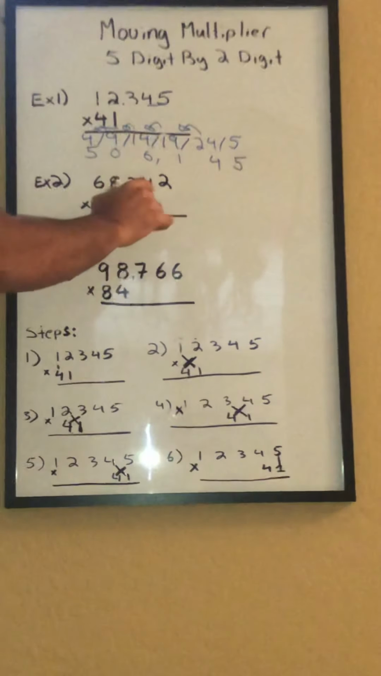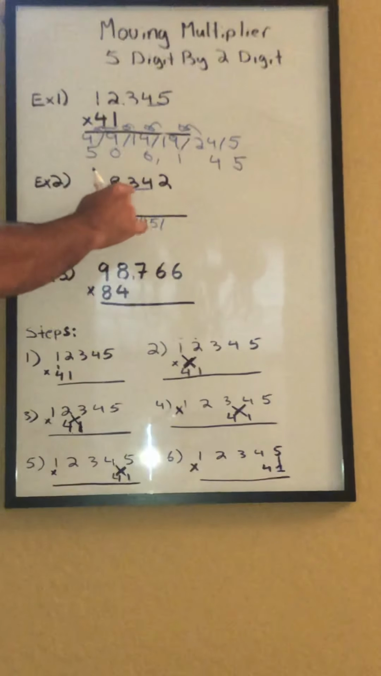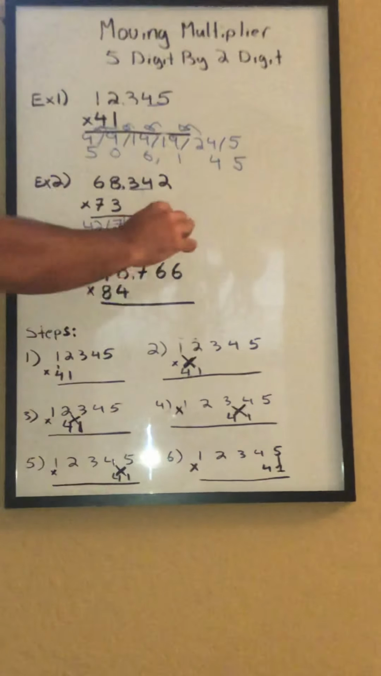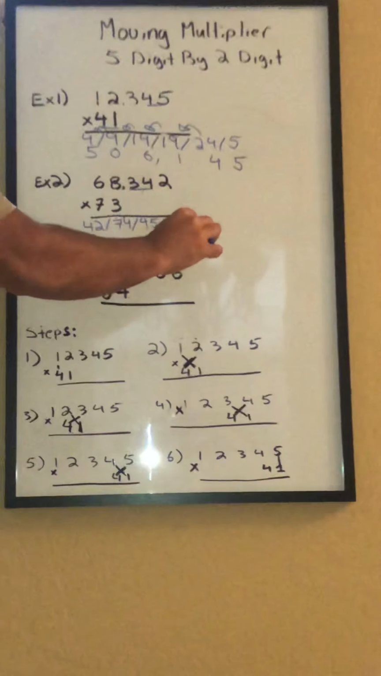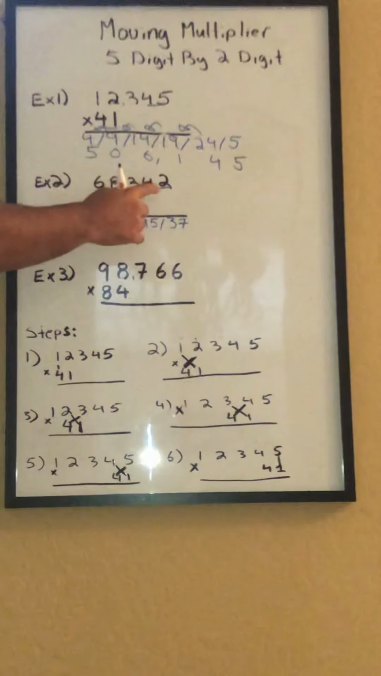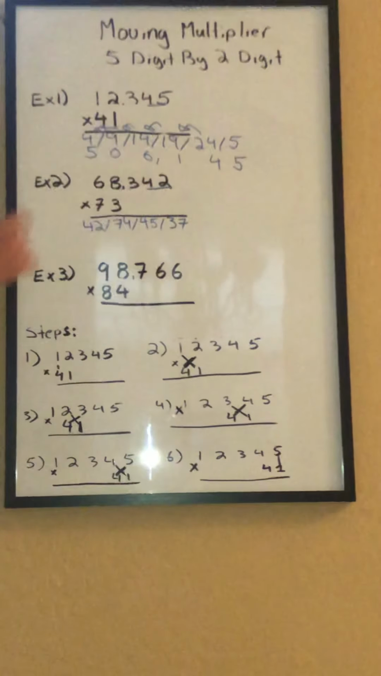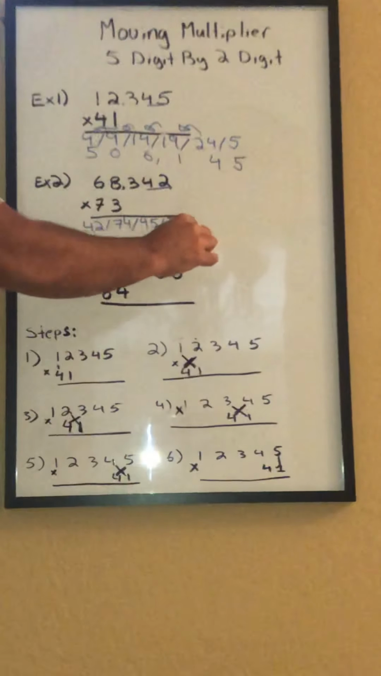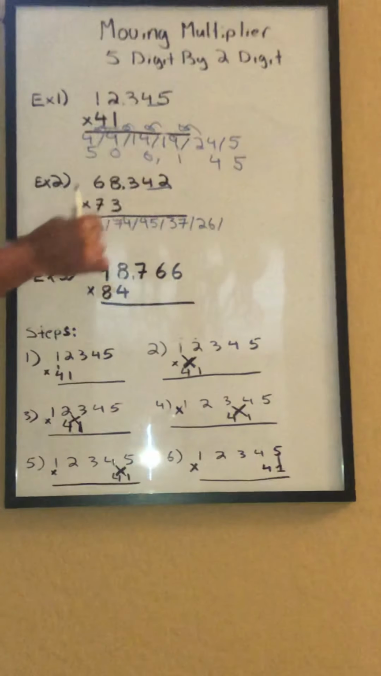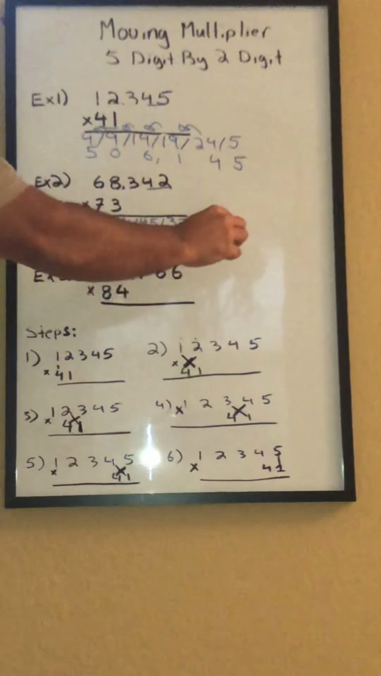Okay, and then we move over and repeat the process. 4 times 7 plus 3 times 3. 4 times 7 is 28. 3 times 3 is 9. 28 plus 9 is 37. Okay, and again, let's focus on the 42 and the 73. 2 times 7 plus 4 times 3. 2 times 7 is 14. 4 times 3 is 12. 14 plus 12 is 26. And last step is the right number at the top times the right number at the bottom. 2 times 3 is 6.